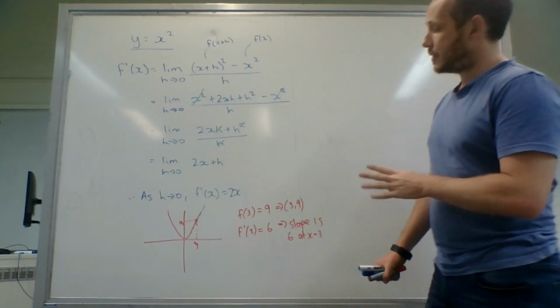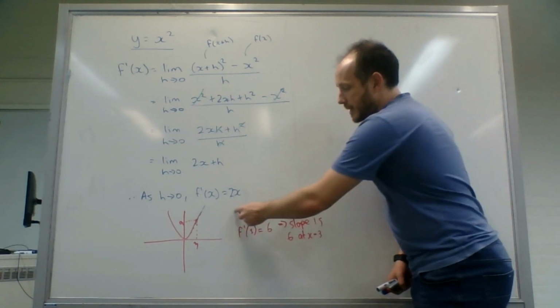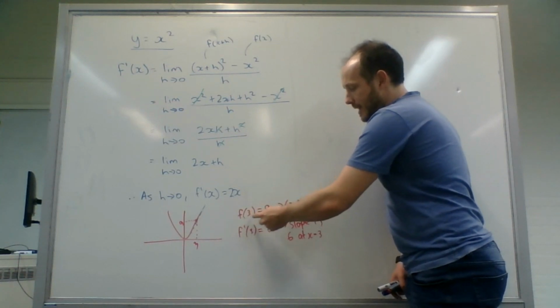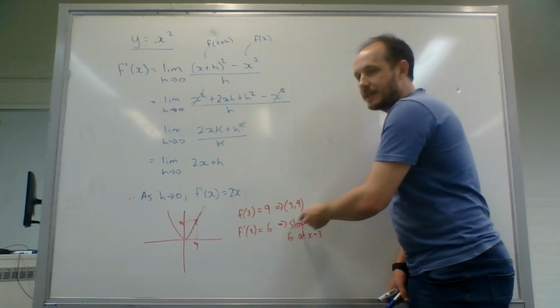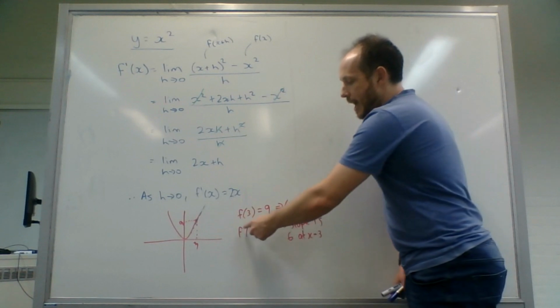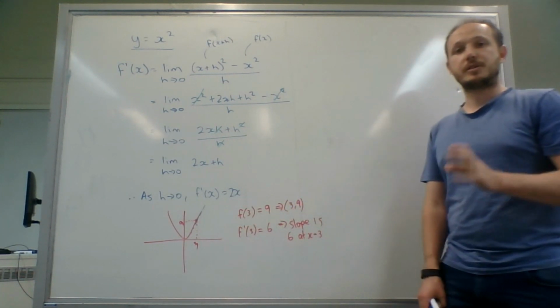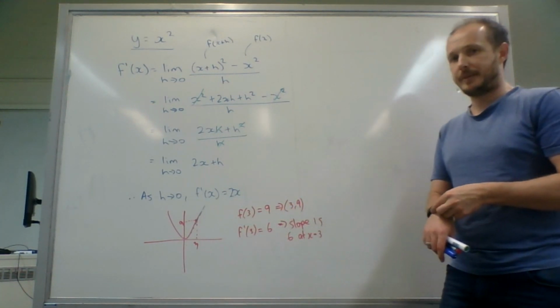But it's important to understand the difference between these two values here. So f of 3 is 9, and this gives us a point, a position. f dash 3 is 6, which tells us the slope at a particular point.